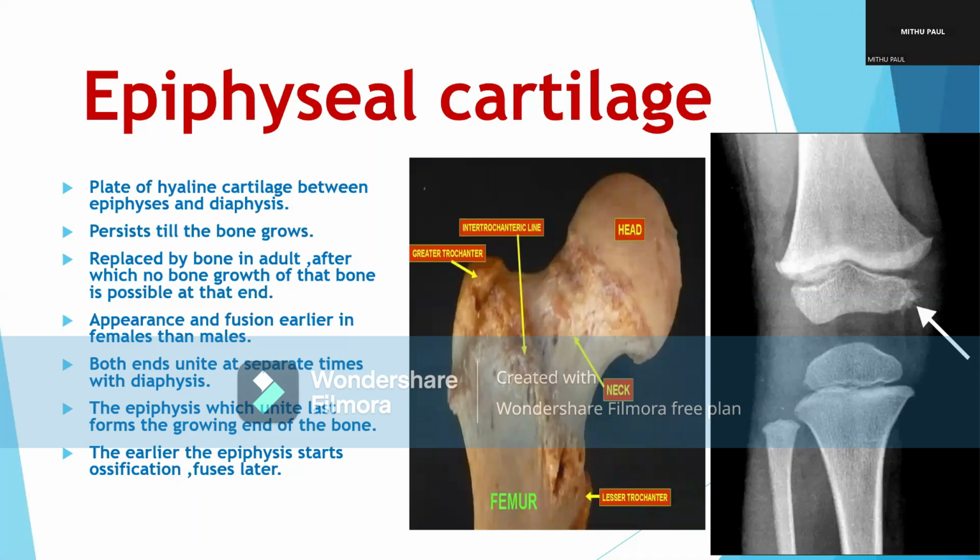To say about the epiphyseal cartilage, it is a plate of hyaline cartilage between epiphysis and diaphysis. It persists till the bone grows. It is replaced in adult as soon as the whole of the cartilage of the epiphyseal region is converted to bone. The adult configuration is reached.